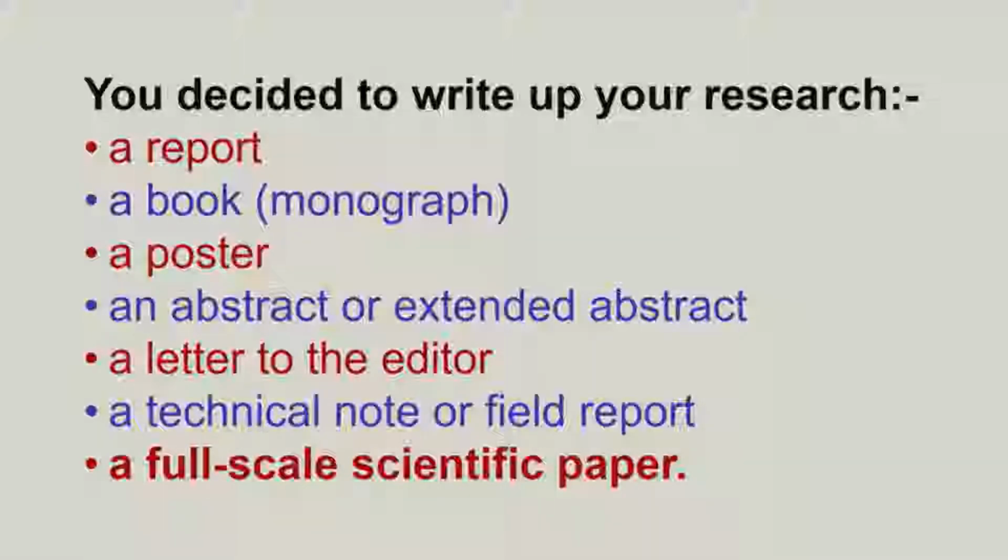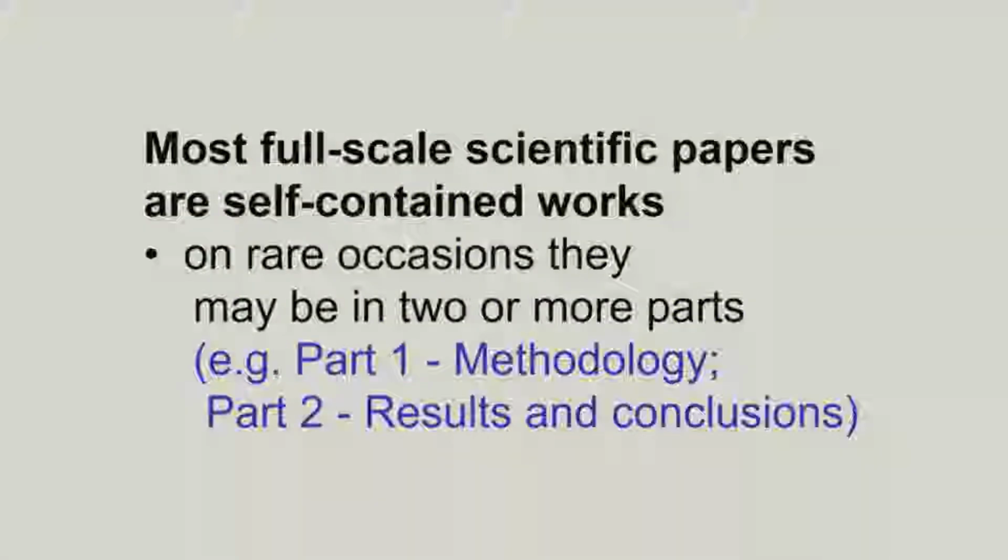They might be a few pages long when they're finally published, but the most common, the most numerous, and generally the end goal of all of this is the full-scale scientific paper published in a peer-reviewed journal, and perhaps a journal of some considerable repute. So most scientific papers are self-contained works. On occasion, they may have multiple parts, usually not more than 2, but occasionally even 3 or 4.